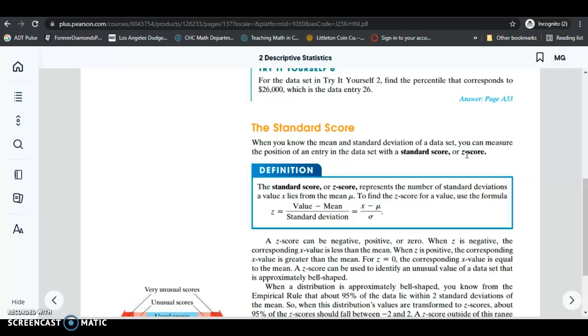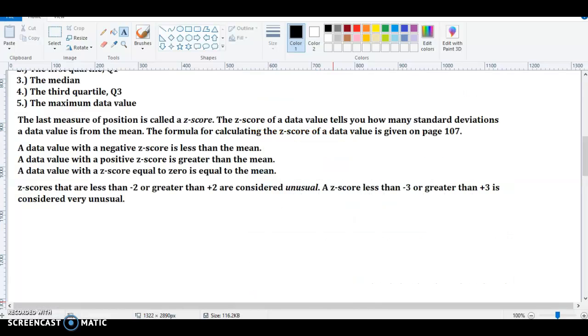So throughout the video, I'm going to refer to a standard score as a z-score. It gives you the definition of what a z-score is and the formula for calculating the z-score. So before we look at an example from the homework, let's talk about what a z-score is and how to interpret a z-score. The last measure of position is called a z-score.